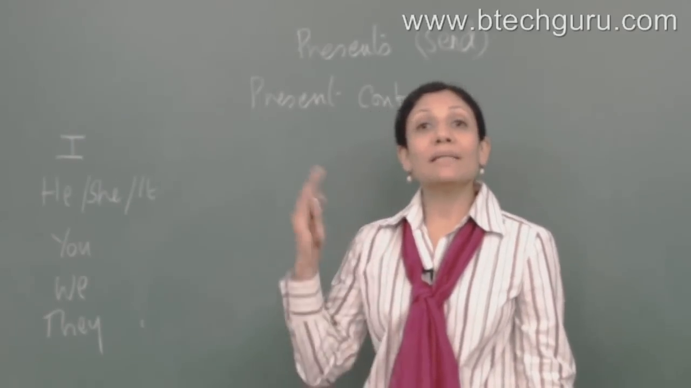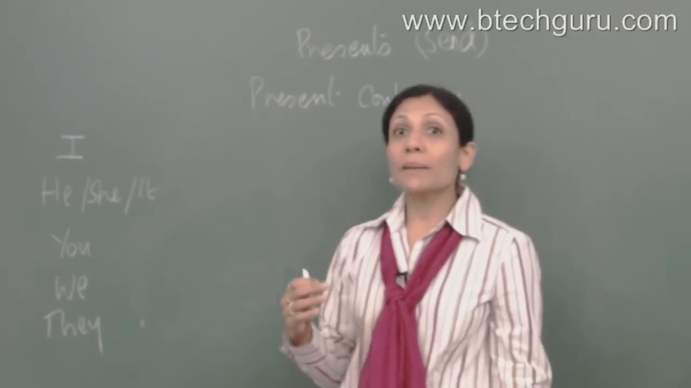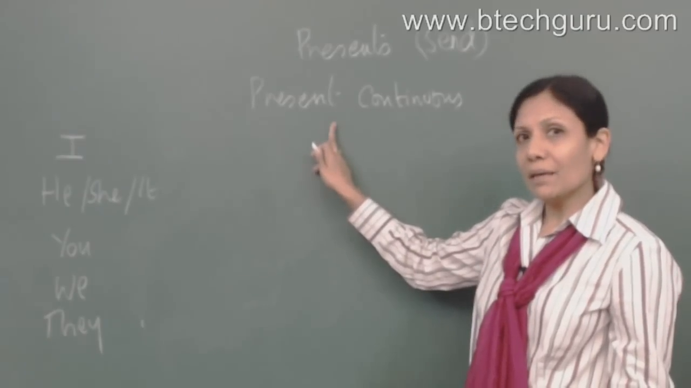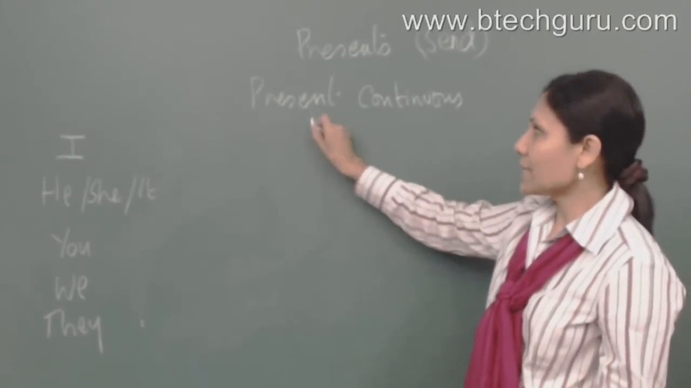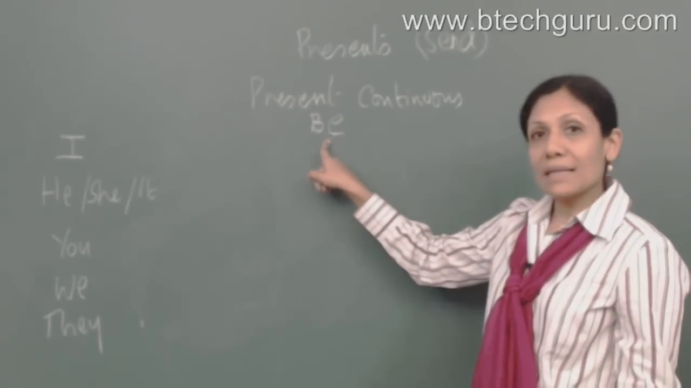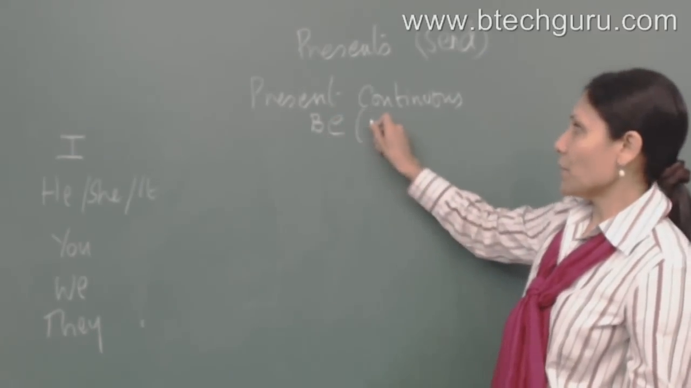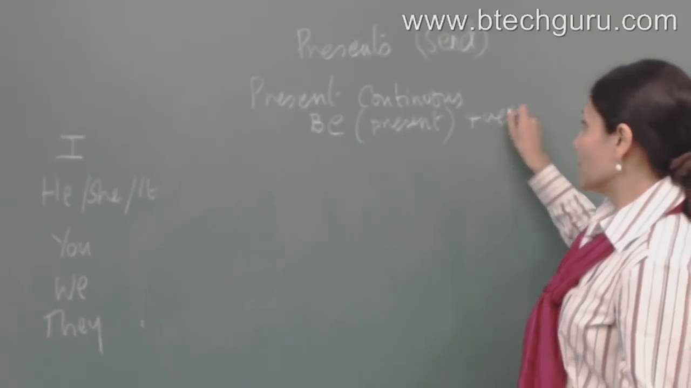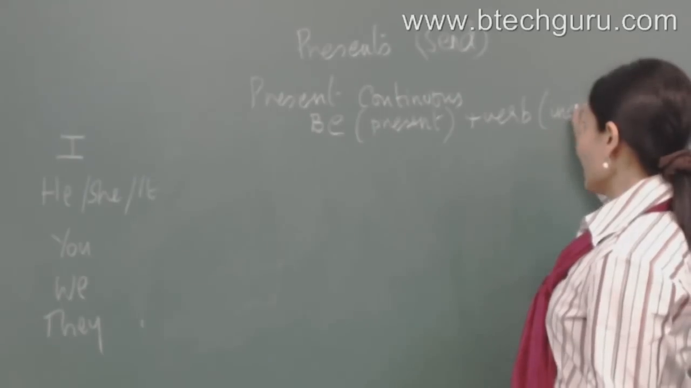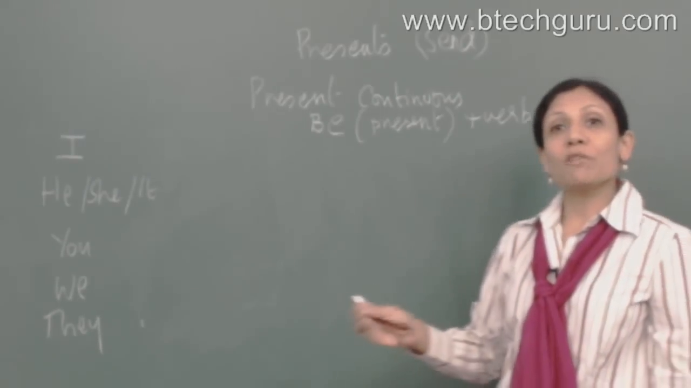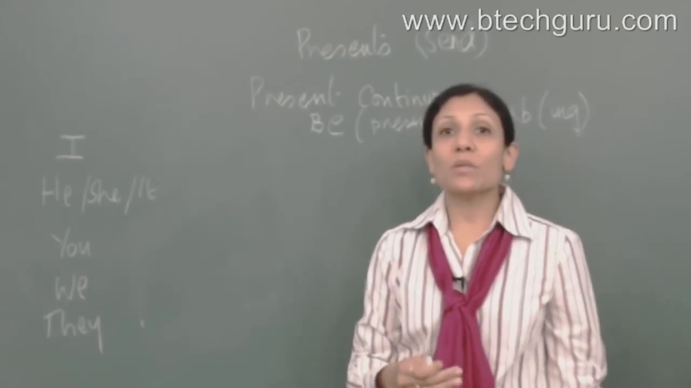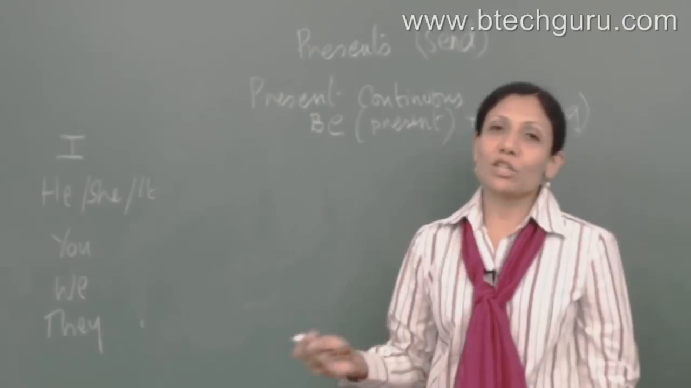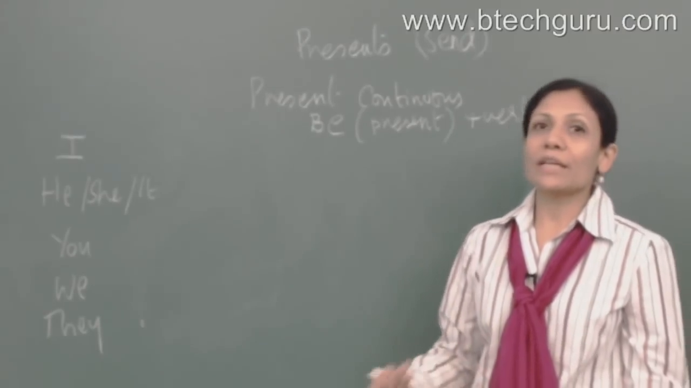Now remember, we learned earlier on in the session something called the be verb, and that's because we need the be verb when we're making present continuous. How does it happen? It is nothing but the be verb in the present plus the verb in the ing form. Ing form is nothing but, if it was send, the ing form is sending. If it was cut, the ing form is cutting. If it was go, the ing is going.